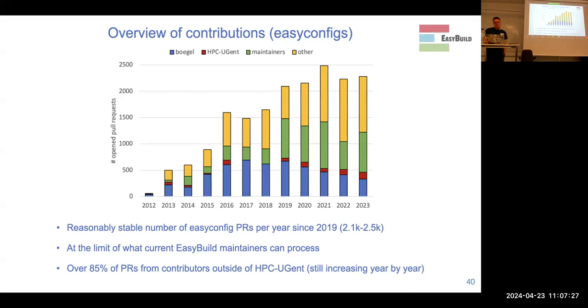Let's see what else. Yeah, of course, lots of contributors outside of Ghent. We still do a fair amount of easy configs. We maybe focus a bit more on the toolchains and everything needed for that and common dependencies, and maybe less in the more exotic parts. Yeah, so we're still actively contributing ourselves for sure, but at least my part is definitely going down.